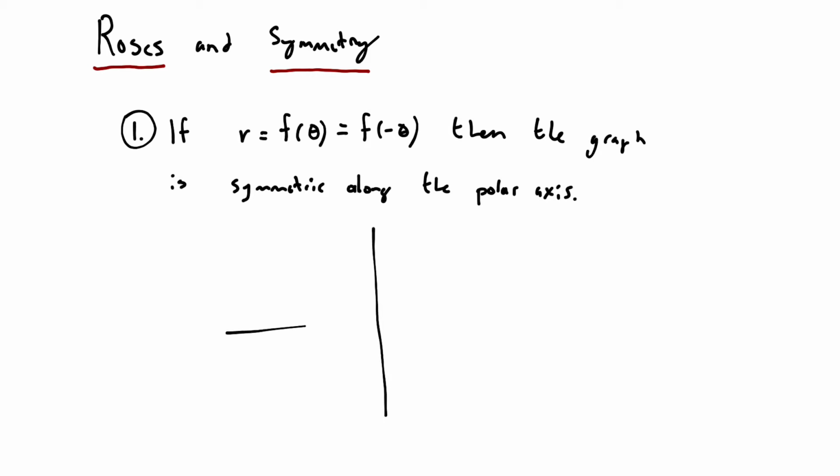Graphically, what this is telling us is that if we know what our graph looks like between the angles 0 and pi, maybe it looks something like this. Then to find the remainder of our graph between pi and 2 pi, we just reflect this piece along our polar axis. And so we'll get a picture that looks approximately like this.